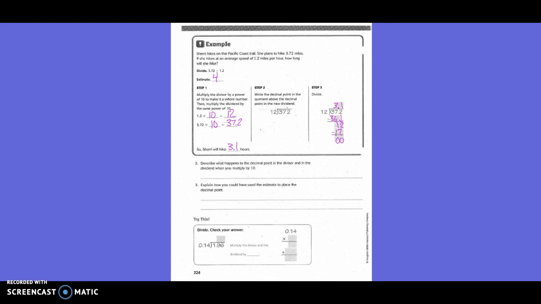Describe what happens to the decimal point in the divisor and in the dividend when you multiply by 10. Which way do we move the decimal, guys? We move the decimal to the right. How many places? Move the decimal to the right 1 place.